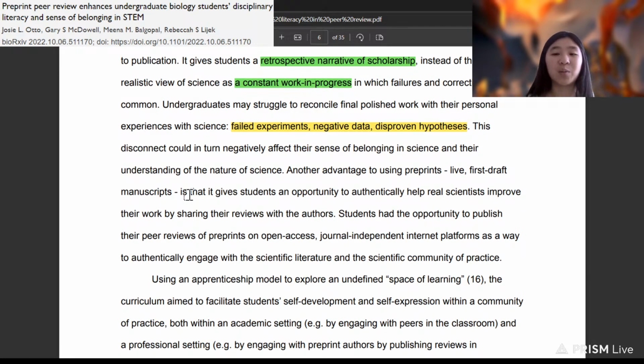Another advantage to using preprints, so real research has a lot of failures.